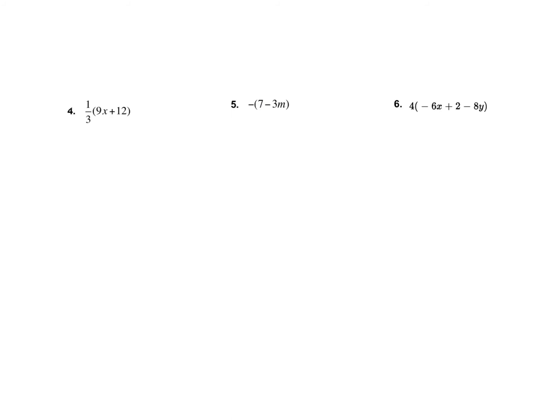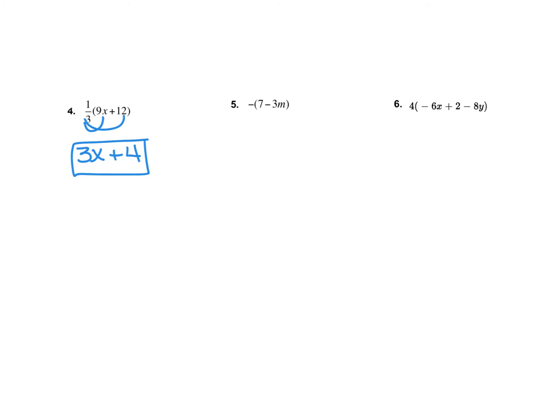All right, for number 4, we've got a fraction here. So I'm going to take 1/3 times 9x. Now, if you're struggling with the fractions, on your calculator, just take 1 divided by 3, and then we're going to multiply by 9. So 1/3 of 9 is going to give me 3x, and 1/3 of 12 is going to give me 4.